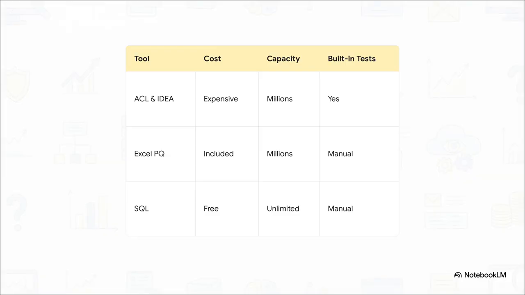Well, on one end of the spectrum, you've got specialized, standalone software like ACL and IDEA. Now, these are expensive, licensed tools, but they come with these incredible built-in audit tests for things like duplicate detection and gap analysis, and they easily handle millions of rows. But hey, you don't always need an expensive license. Take Excel Power Query. It's widely accessible, handles huge datasets, assuming your computer doesn't catch fire trying to load them, right?